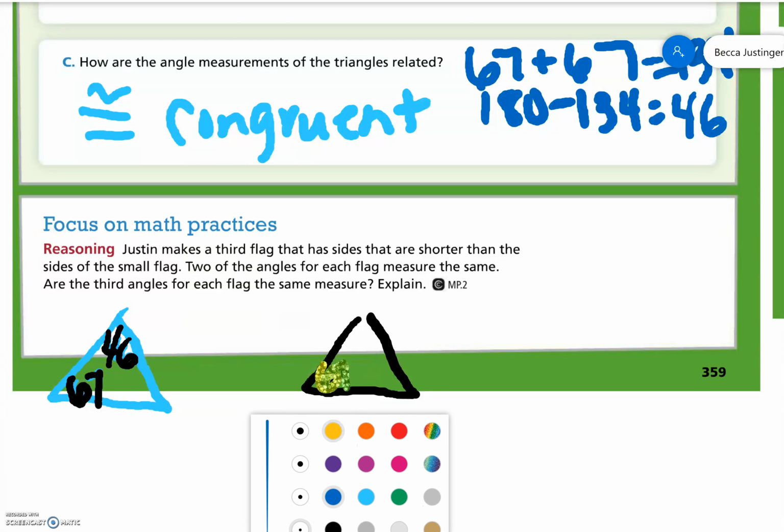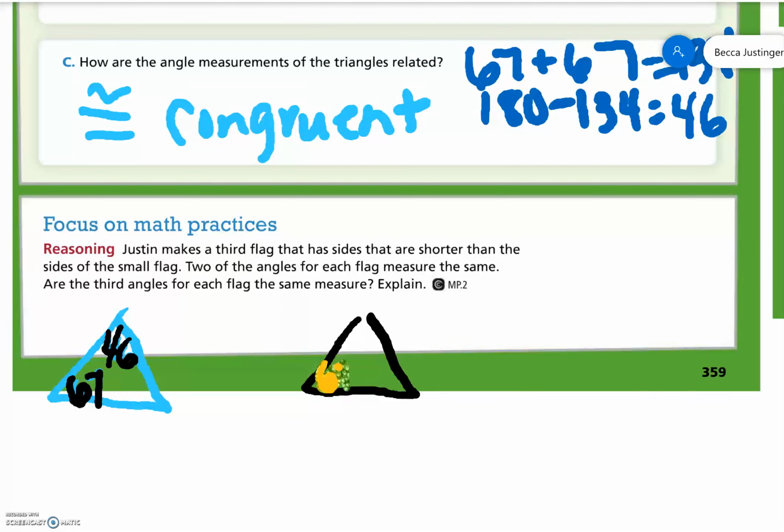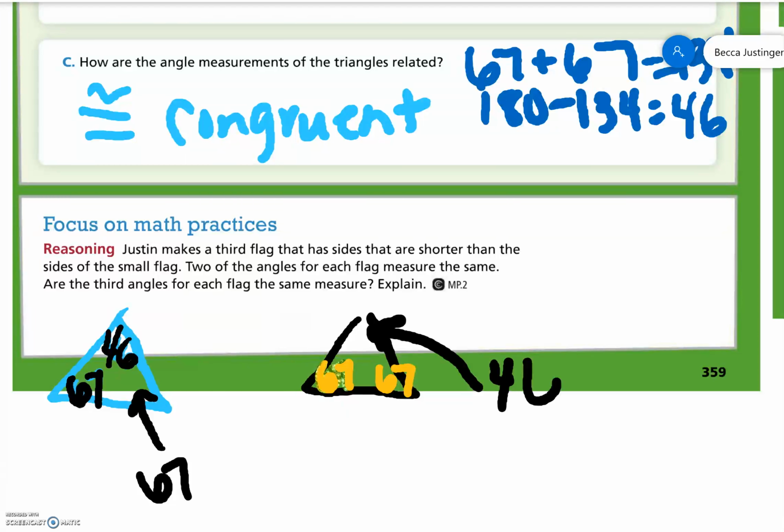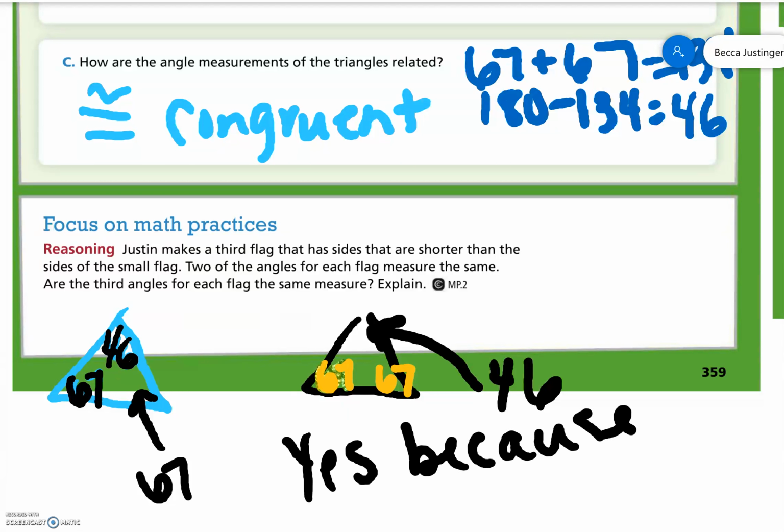Let me find a color that you can actually see. 67 and 67. Well, in both cases, when you find the missing angle, this will end up being 67, and this missing angle will end up being 46. So the third angles for each flag are the same measure. Yes, because triangles always equal 180 degrees.